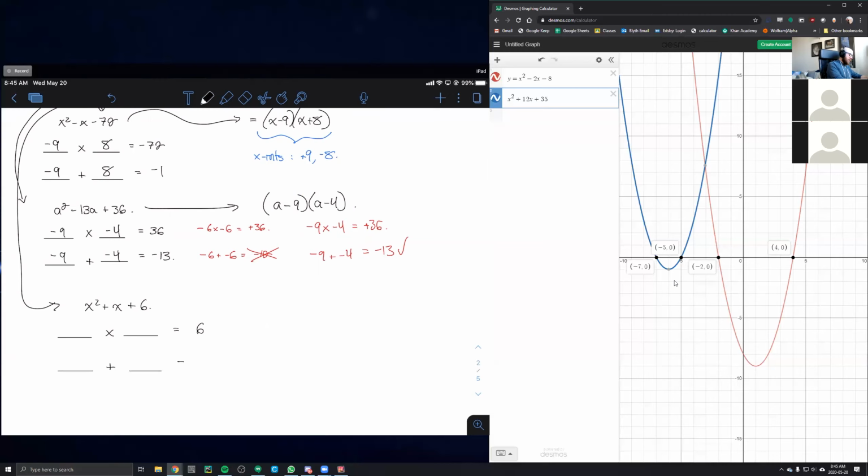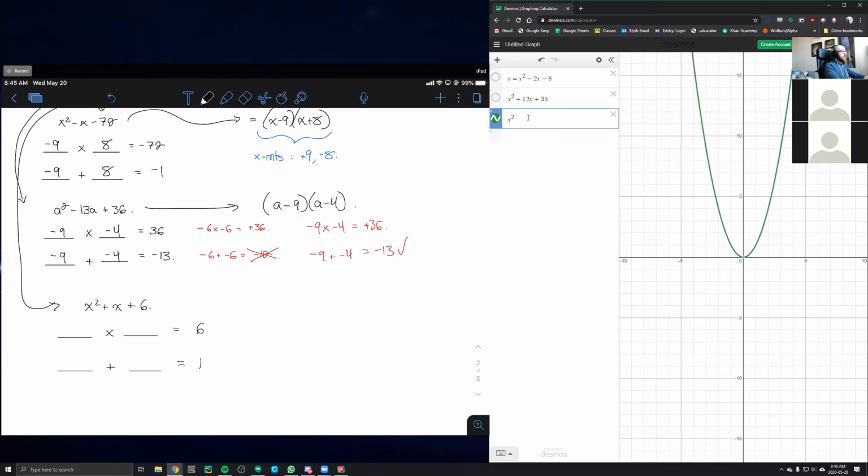Now this one seems kind of interesting. Multiply to get 6, adds to get 1. I don't think I can spot one that works. Let's actually graph it to see what the x-intercepts will be, because sometimes this doesn't work. So let's see.